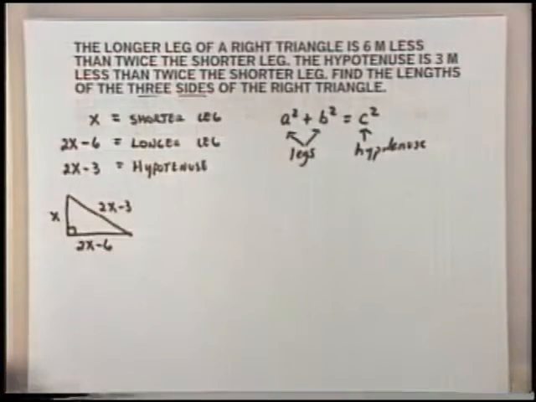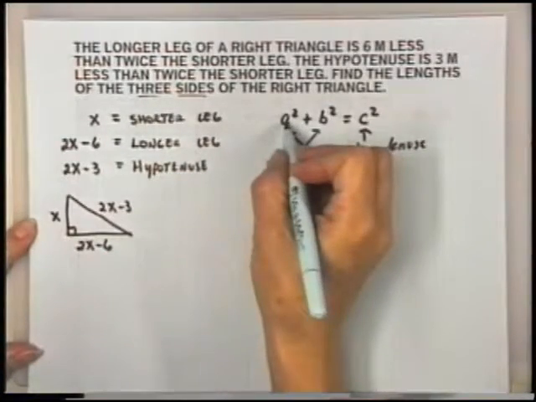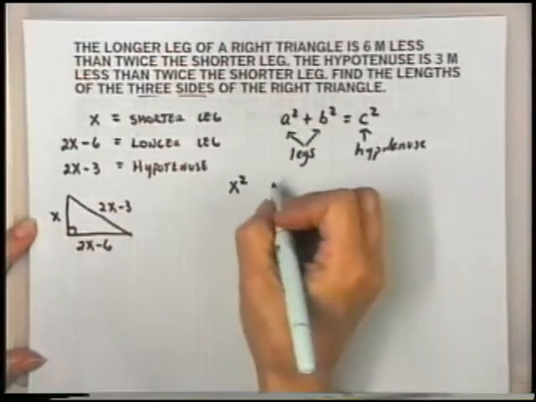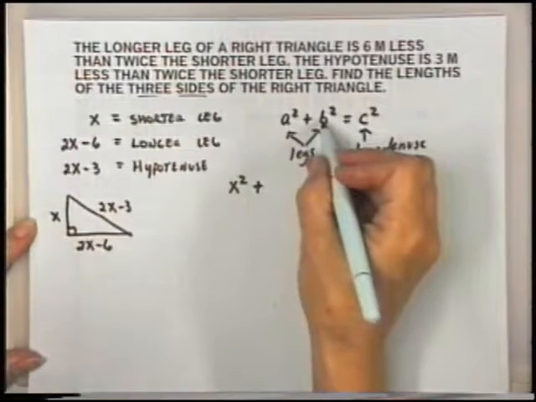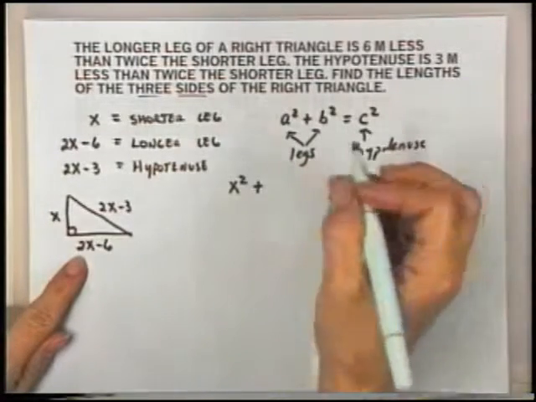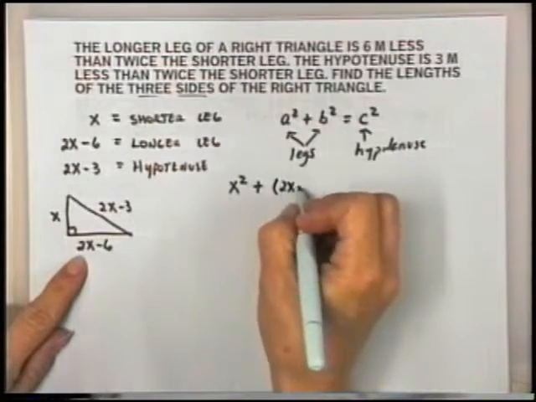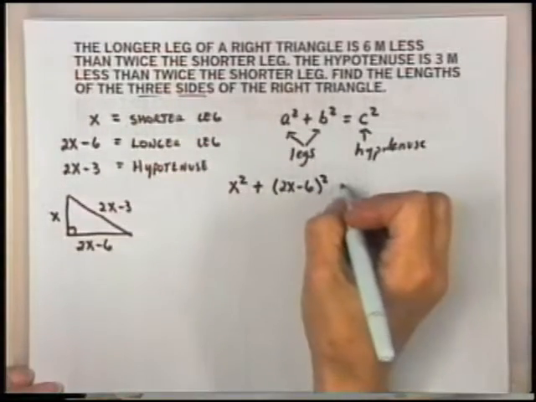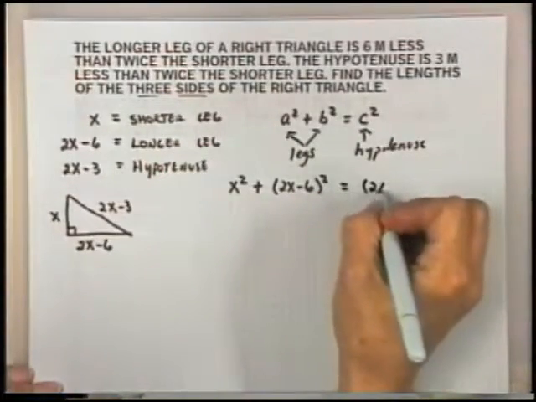So we're going to use the Pythagorean Theorem with the expressions that we have written here. One of my legs is x, so in place of a, I will use x. I have x squared. Plus, in place of b for my second leg, I need to have 2x minus 6. So I will square that leg.